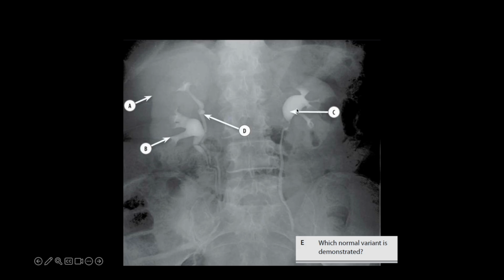C is the left renal pelvis. D is the ureter draining the right upper pole renal moiety. And what this variant is called is a partial duplex collecting system of the right kidney. It's duplex and not a bifid ureter because there are two collecting systems. A bifid ureter would create two ureters after the level of the renal pelvis, but because this one has its own ureter, it's called a duplex system.